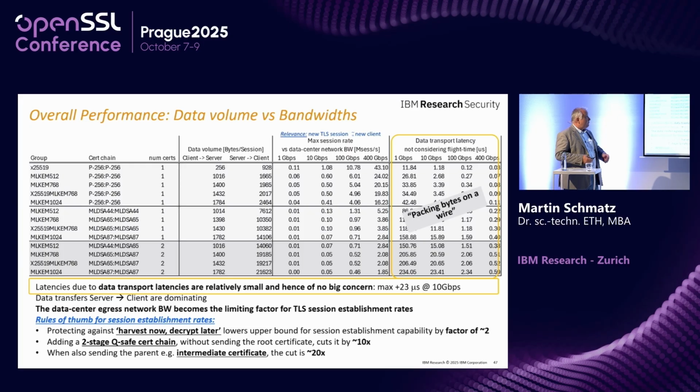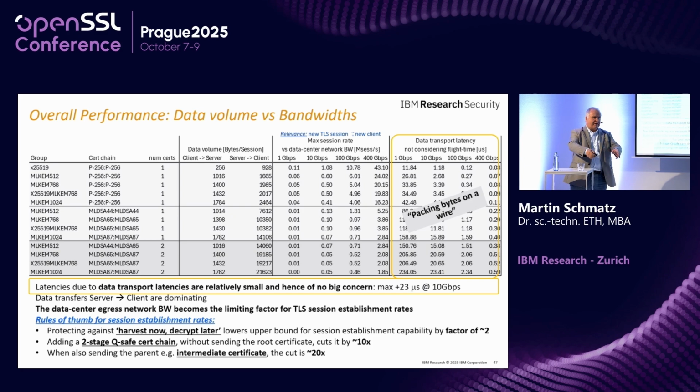So packing the bytes on a wire is not that much of a concern because already at 10 gigabits per second, we talk about 23 microseconds, just to shuffle the bits out, right? At the 10 gigabit that the line actually sucks those bytes in. That's good news.